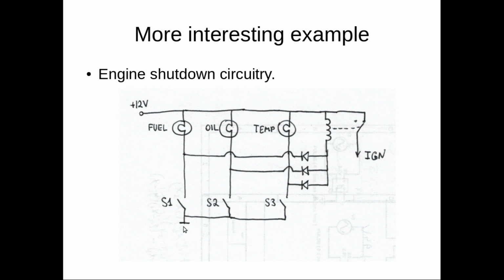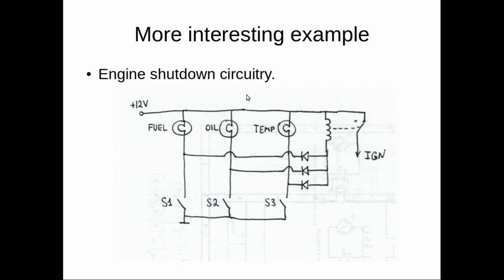So imagine there are a few switches that detect that something got wrong. For example, that the fuel level got low, the oil pressure got low, or the temperature got high. And if any of those situations happen, then the relay here should disconnect the ignition wire from the engine, thus shutting it down.